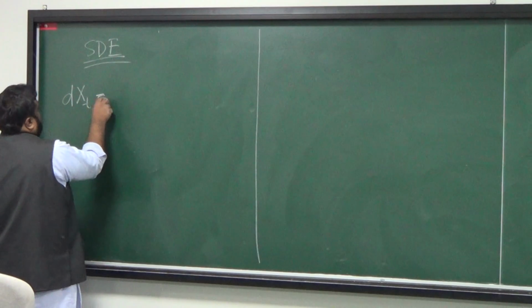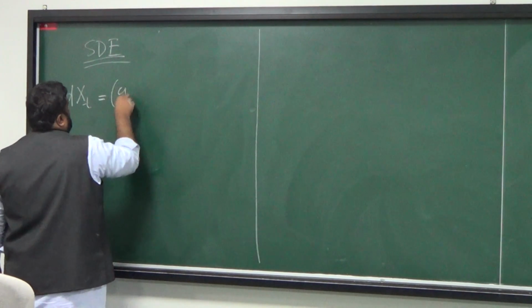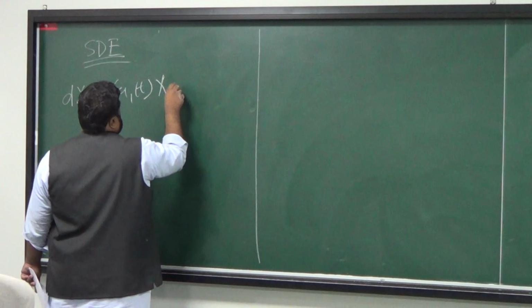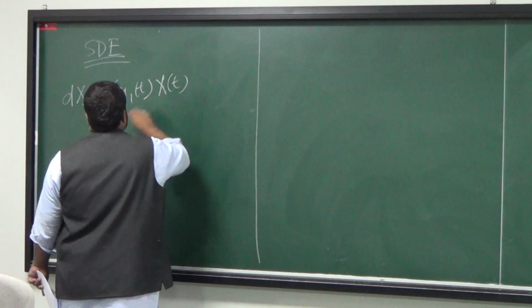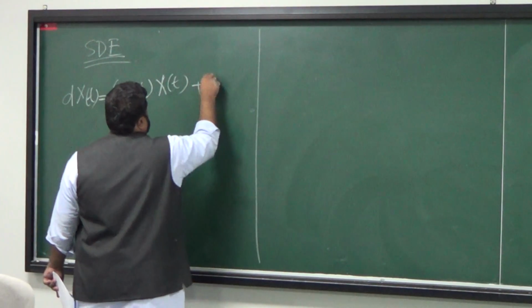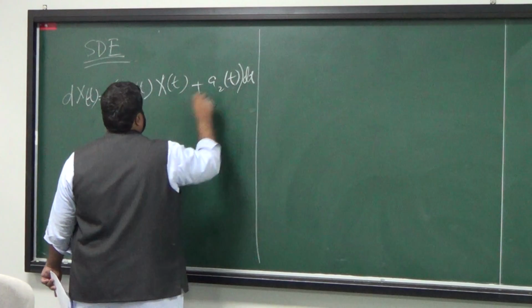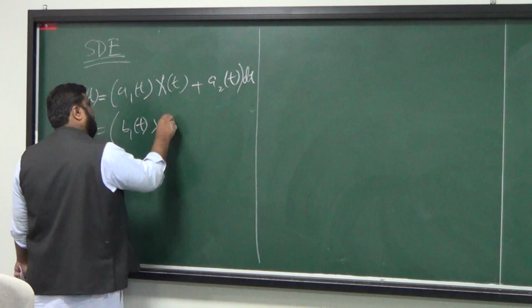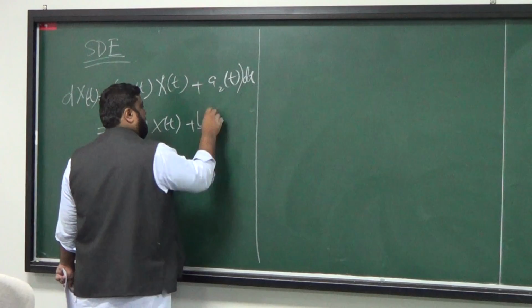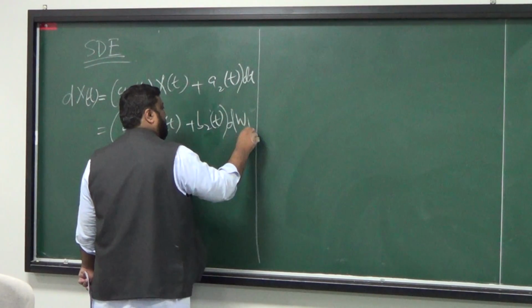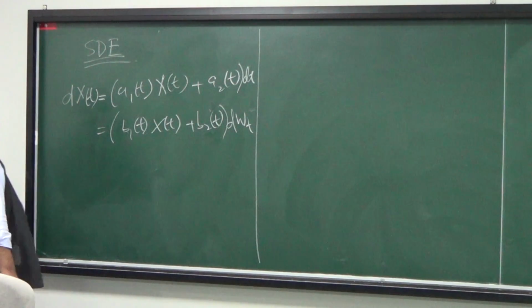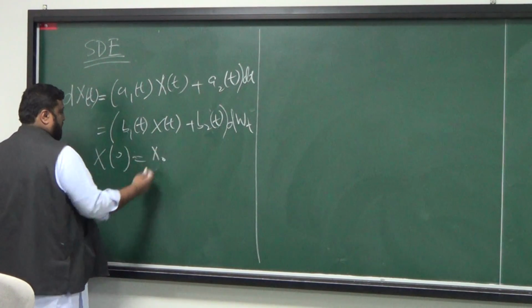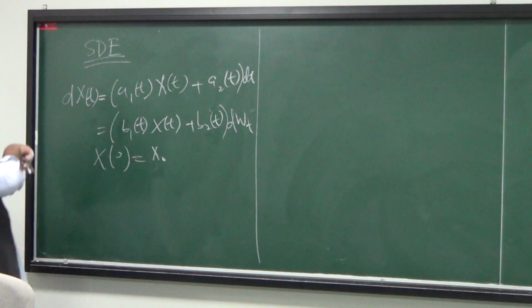So, dX(t) is equal to X(t) plus A(t) dt and something of t, X(t) plus P2(t) dW(t). Okay, and subject to some initial condition x naught, X(0) is x naught, but x naught is some fixed random variable.